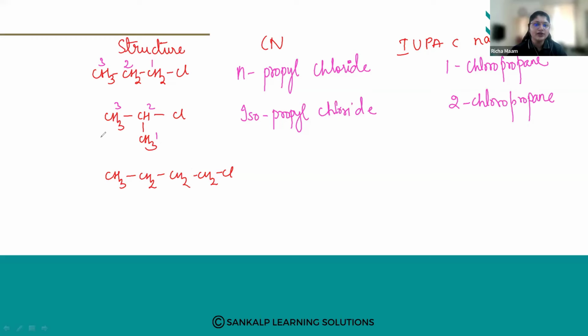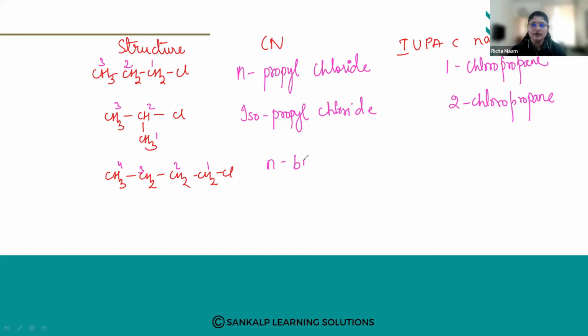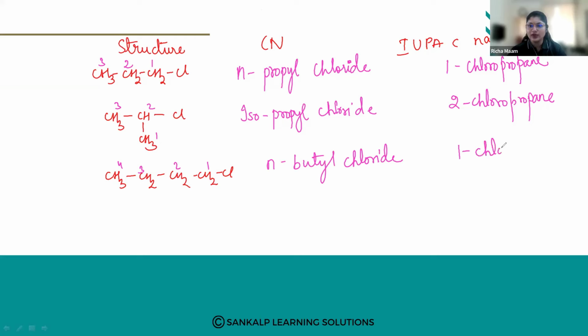Okay. Now, the third one. So 1, 2, 3, and 4. N-butyl chloride. Good. IUPAC name? At what position? Chlorobutane, at what position? 1-chlorobutane. Yes, good. So like this, you have to remember and write the IUPAC names.